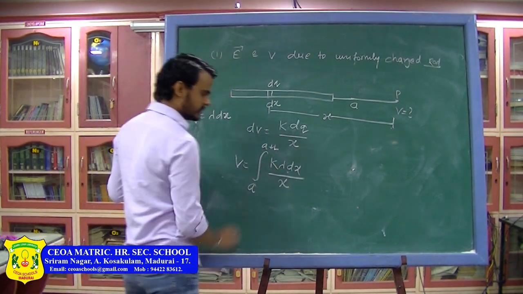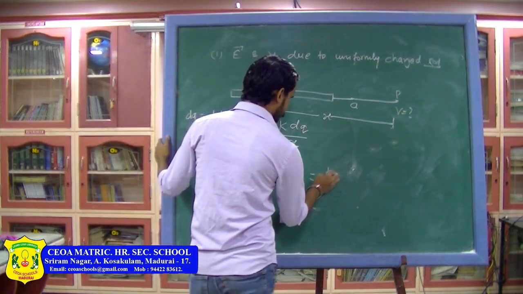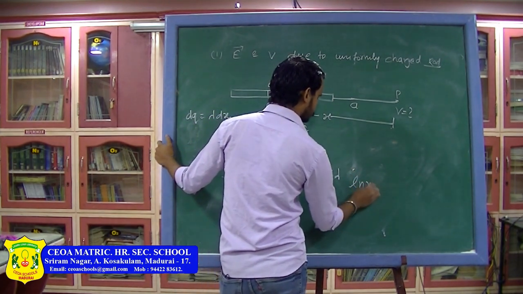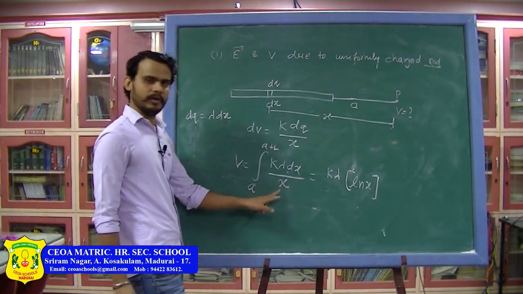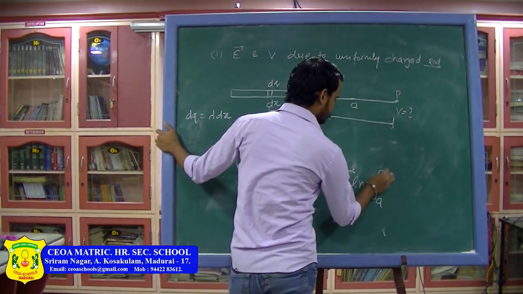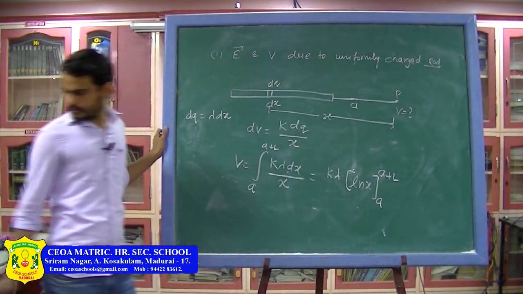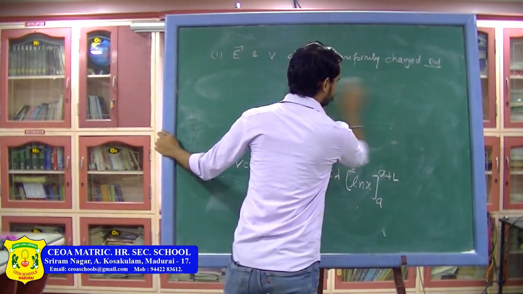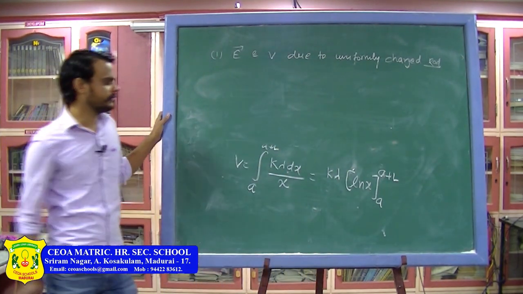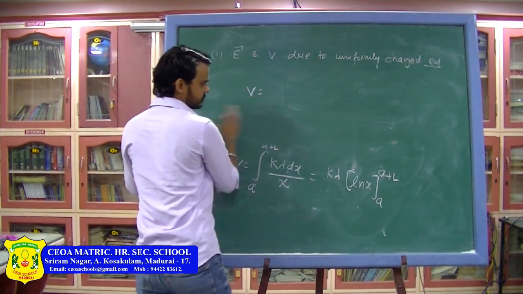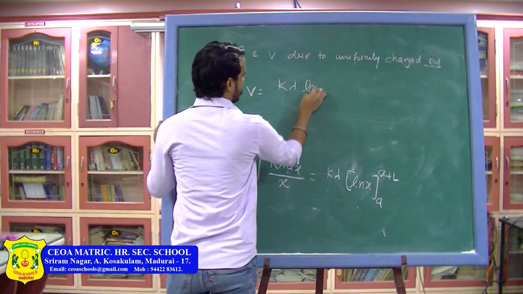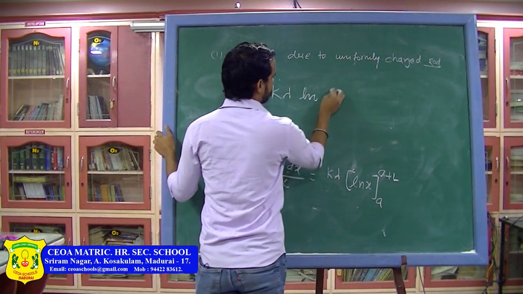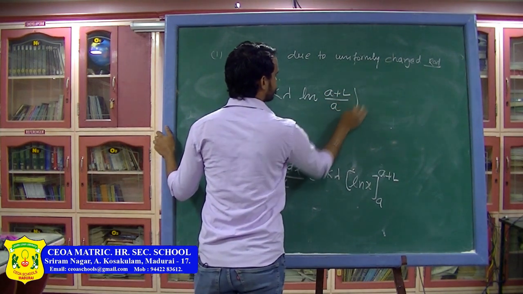Again k and lambda are constant, I can take them outside. So this integration will turn out to be k lambda ln x. As you know, integration of 1 upon x is ln x. Limit is from a to a plus l. So from here, total potential can be written as k lambda ln of (a plus l) divided by a.